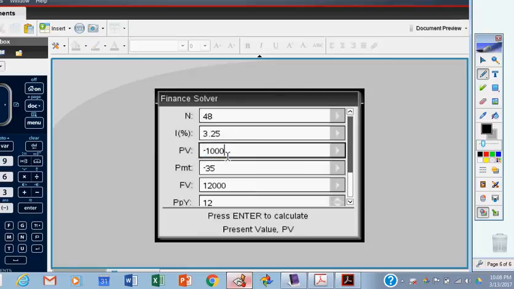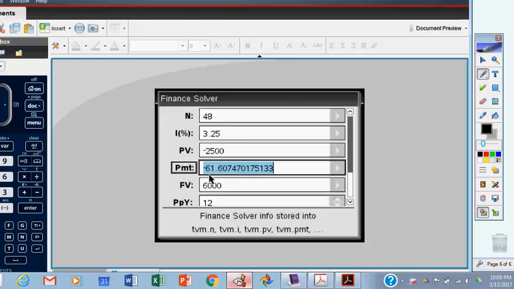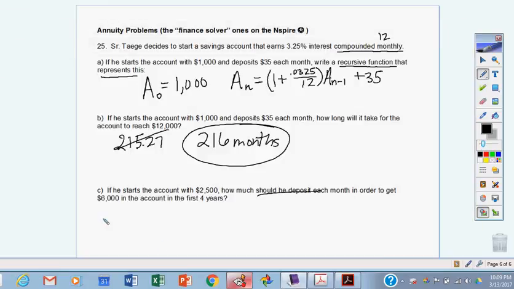3.25 stays the same. This time they said put in $2,500. So start with 2,500. And this part I'm going to make 0 for now because that's what the question's asking. Then we want to know how much it's going to take to make 6,000. 12 is still the same, like PPY and CPY are going to stay the same. But if I go up to the payment and hit enter, it says $61.61, basically, if we round that. So I'd have to put away $61.61 each month in order to get 6,000 in the account in the first 4 years. So that's how we go about those.